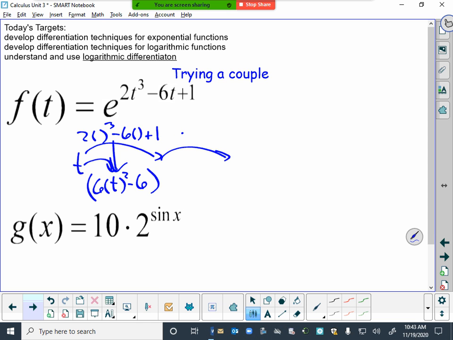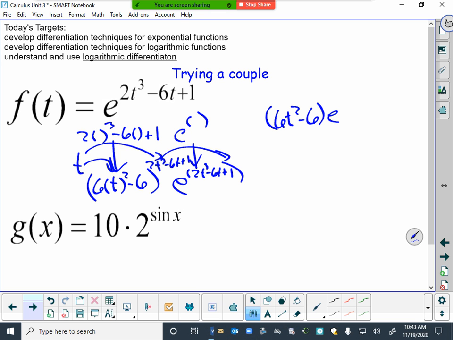And then this goes into the power of e, and the derivative of that is e to the power, and what came out the end here was 2t cubed minus 6t plus 1. So that loads in here, 2t cubed minus 6t plus 1. And so my derivative is 6t squared minus 6 times e to the 2t cubed minus 6t plus 1.